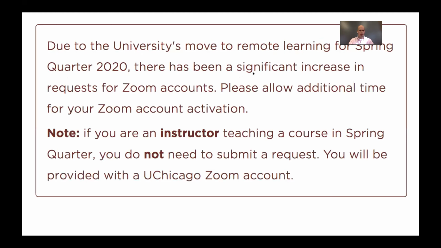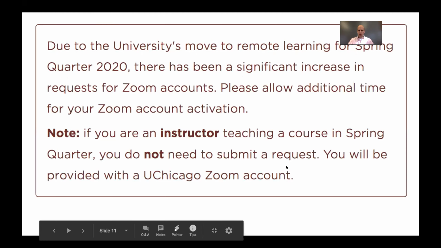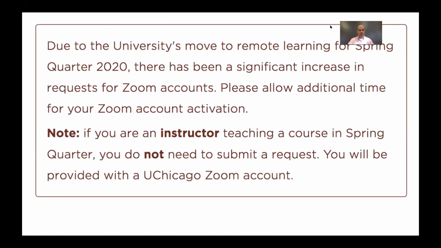This is the announcement that I just saw from today, where it says, due to the university's move to remote learning, spring quarter, significant increase. If you are an instructor teaching a course in spring quarter, you do not need to submit a request. You will be provided with a UChicago Zoom account. So hopefully this is happening now or very, very soon. When I say log in, do this, I know that until you have your account, it's hard to do that.